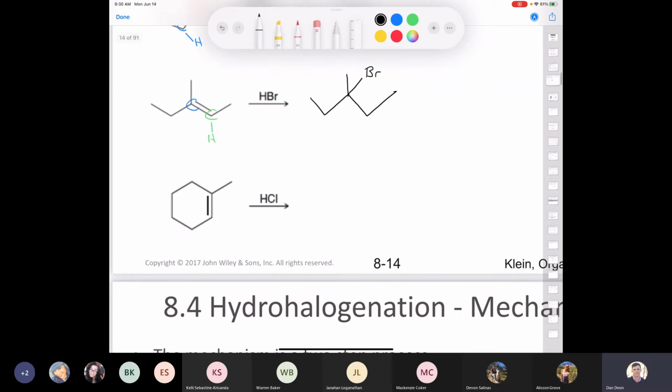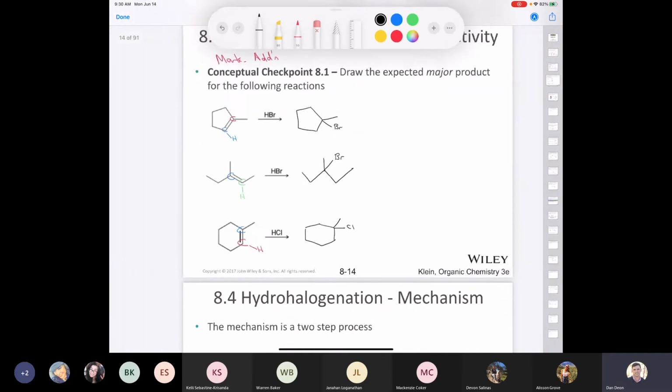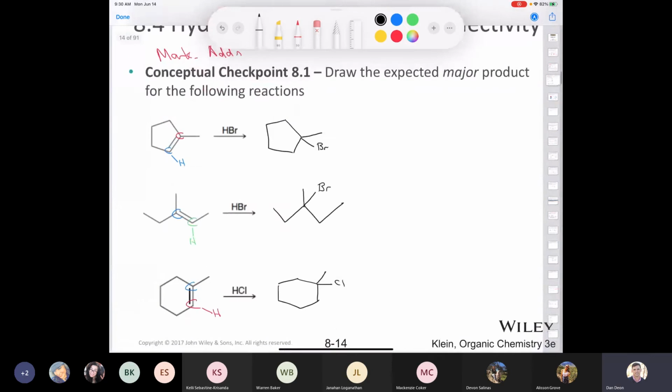And then the last one, I think you're getting the hang of it by now. We have this one and this one. Well, the one that's in red has 1 hydrogen attached to it. Therefore, our final product will be this. We have a methyl group and a chlorine, like that. And there you go, just some Markovnikov addition reactions.